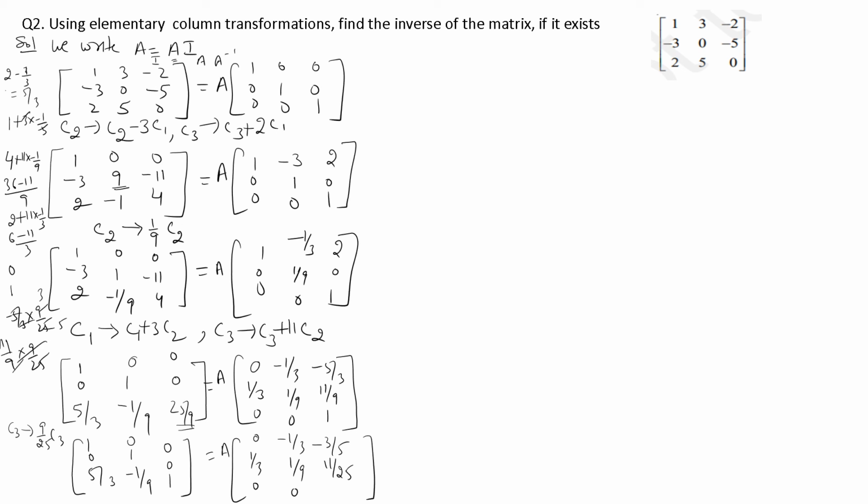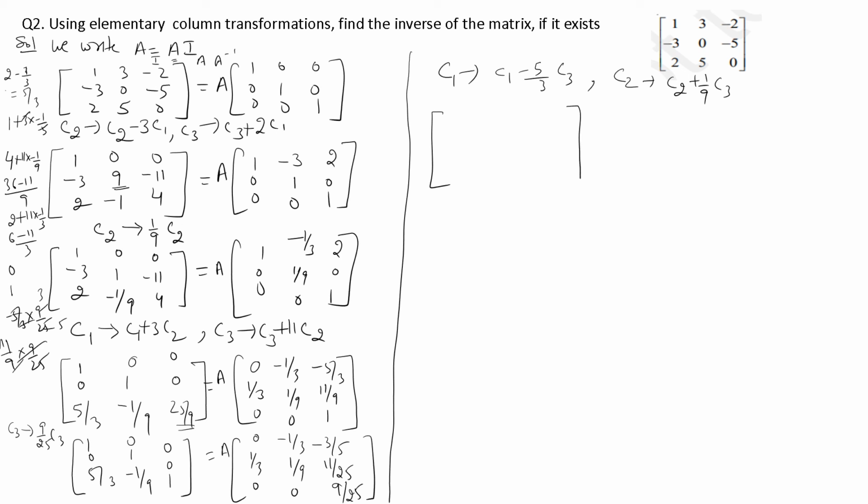And again it is your 1 into 9 by 25. So this is again already 9 by 25. So we have fixed up to here. Now the operation which I will be applying, I will be taking this to apply operation C3 and will apply operation on C1 and C2. So 5 by 3 will be made 0 by subtracting 5 by 3 times C3, and your C2 will be C2 plus 1 by 9 times C3. Okay, so let us apply.